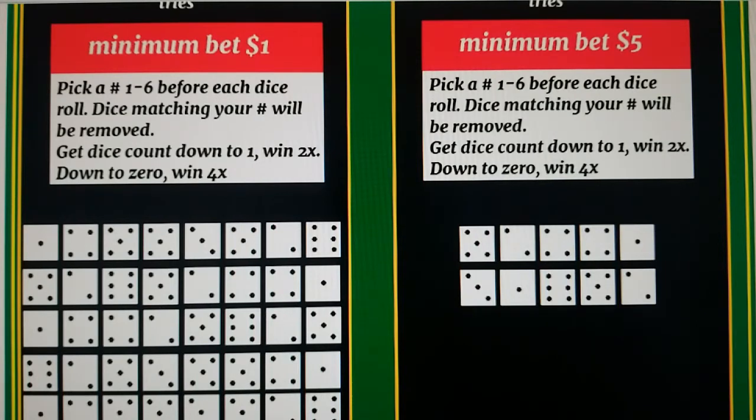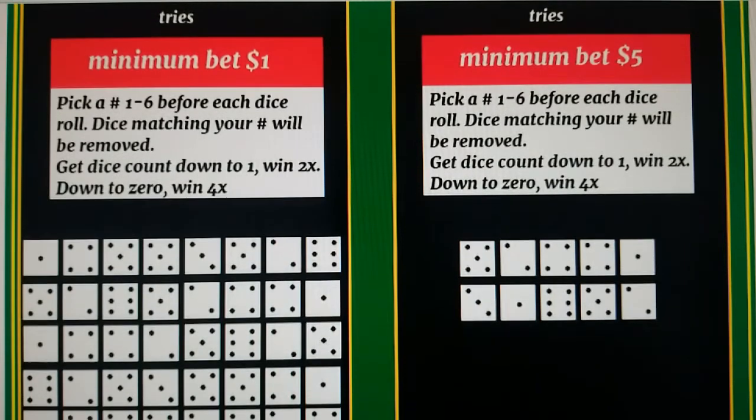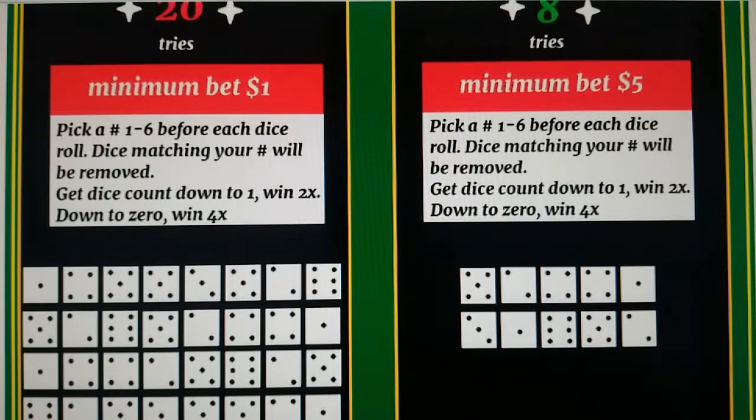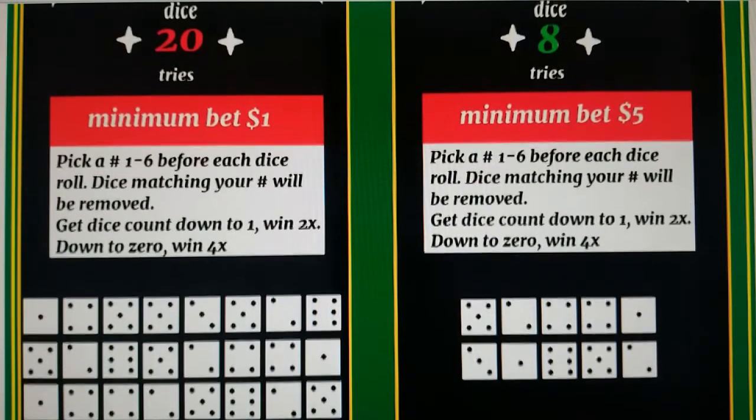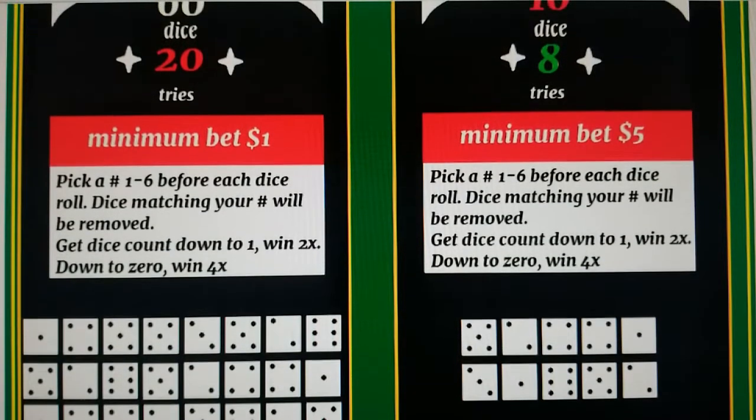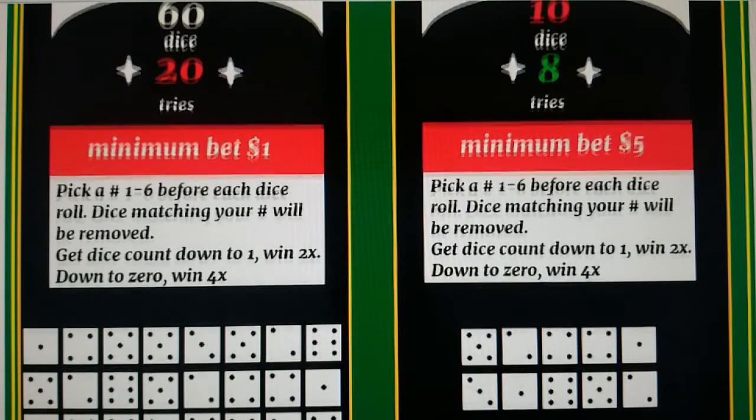Clearly, the game is trying to push us towards option 2 with 10 dice and 8 tries, but we're going to ignore that for now. We're going to take a look at what we expect to happen when we play this game. Then we're going to play the game and compare the results between our expectations and the reality. So, what do we expect to happen?